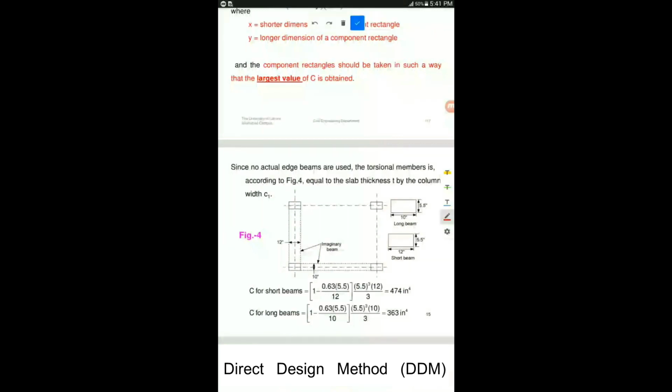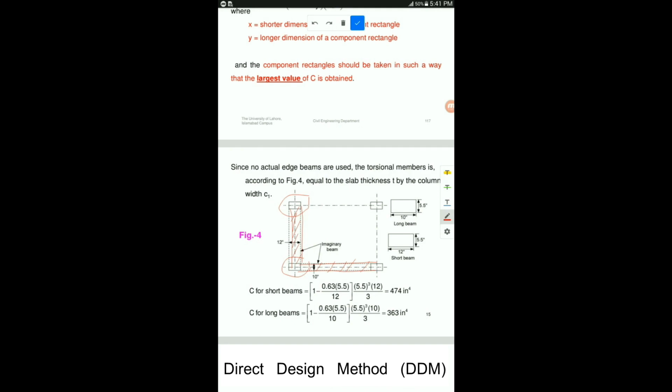For example, this is your column, so from the end of the column you're going to extend lines, and for example this is your column, so you're going to extend lines from here. So these will be imaginary beams here. Although there are no beams here, you're going to assume them. The dimensions of these beams are very clear.